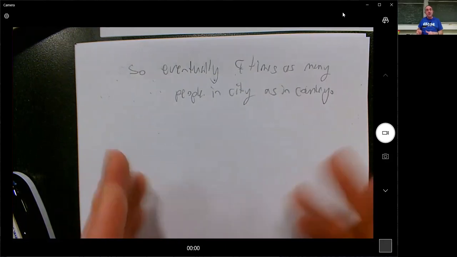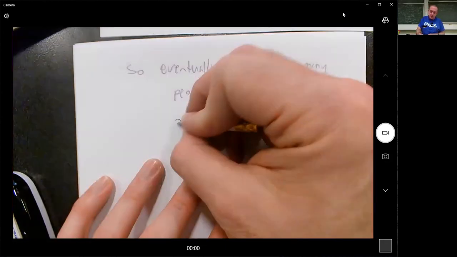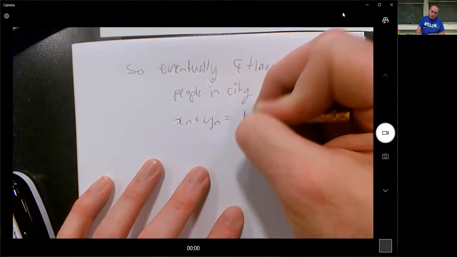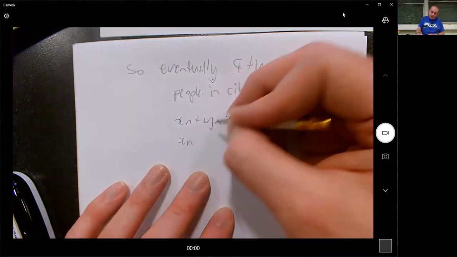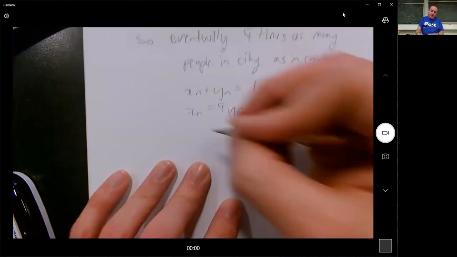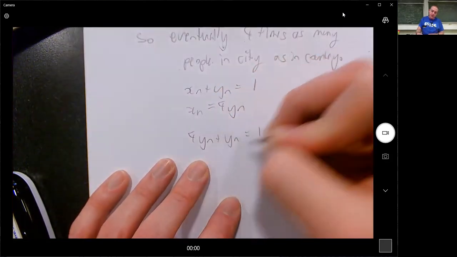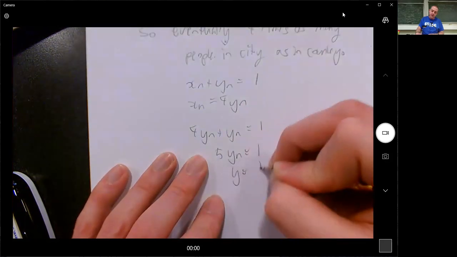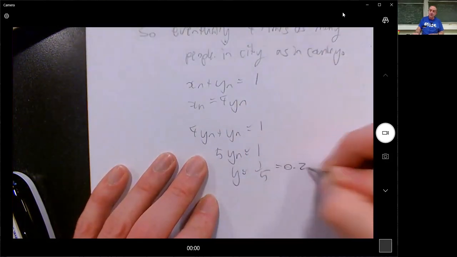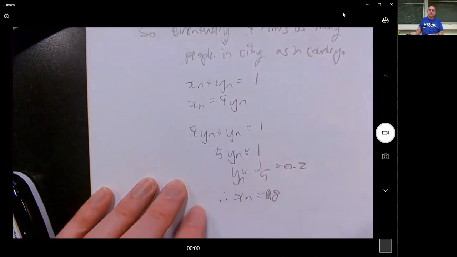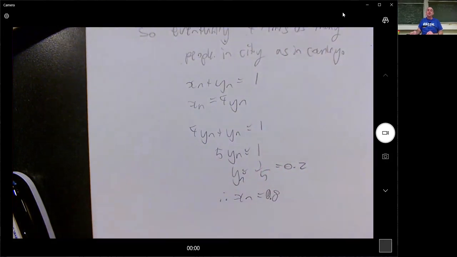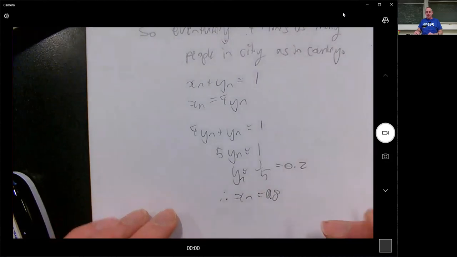So we know that as percentages, because that's what the x's and y's were, xn plus yn is 100%, and we know that xn is 4yn, and so 4yn plus yn is 1, and so 5yn is 1, and so y is a fifth, which is 20%. And so therefore xn must be 80%. Cool. So you don't have to show all that working. You can just say xn and yn have to add up to 1, and therefore like that.